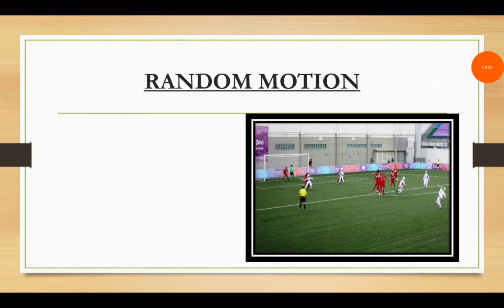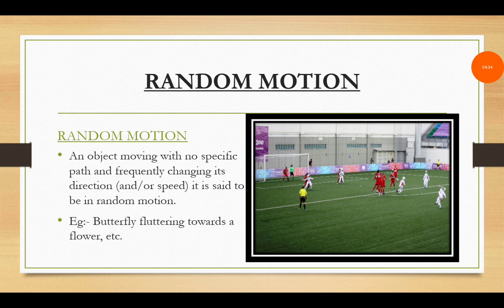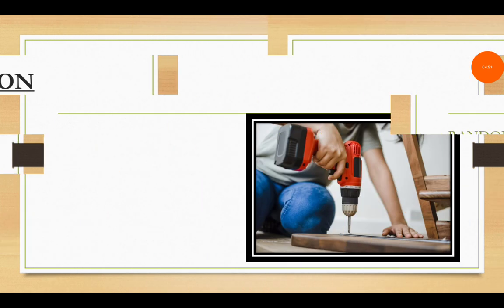Now we have random motion. An object moving with no specific path and frequently changing its direction, and we can say speed also, is said to be in random motion. For example, a butterfly fluttering towards a flower, etc.